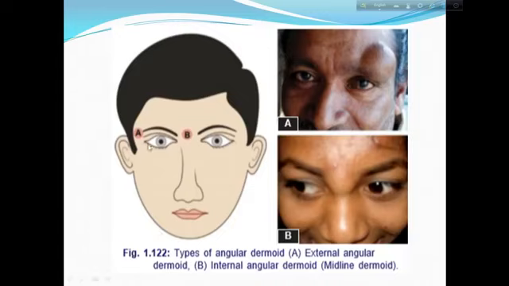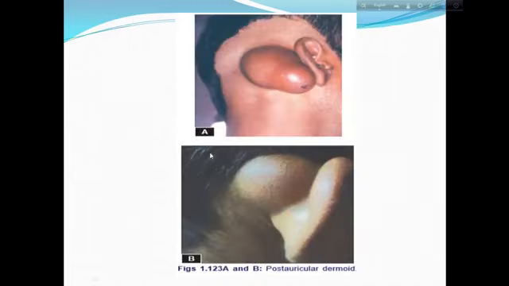This is an external angular dermoid. This is the site of external angular dermoid. This is the site of internal angular dermoid. This is an internal angular dermoid. This is a post-auricular dermoid.